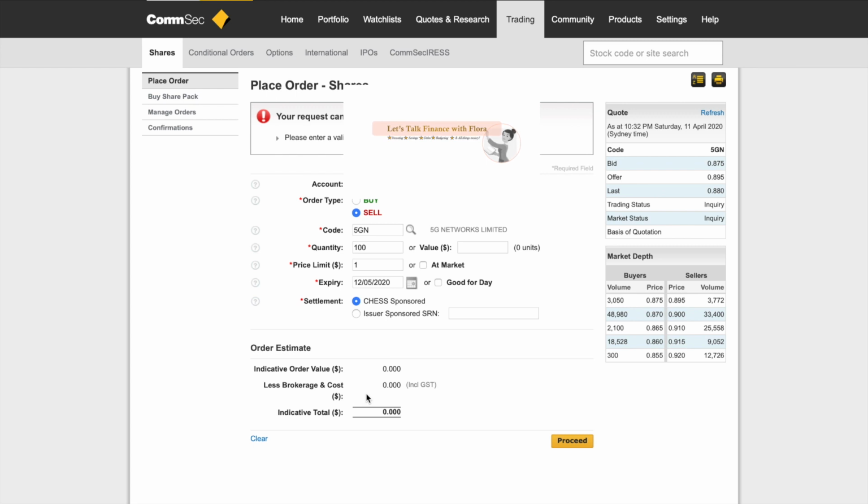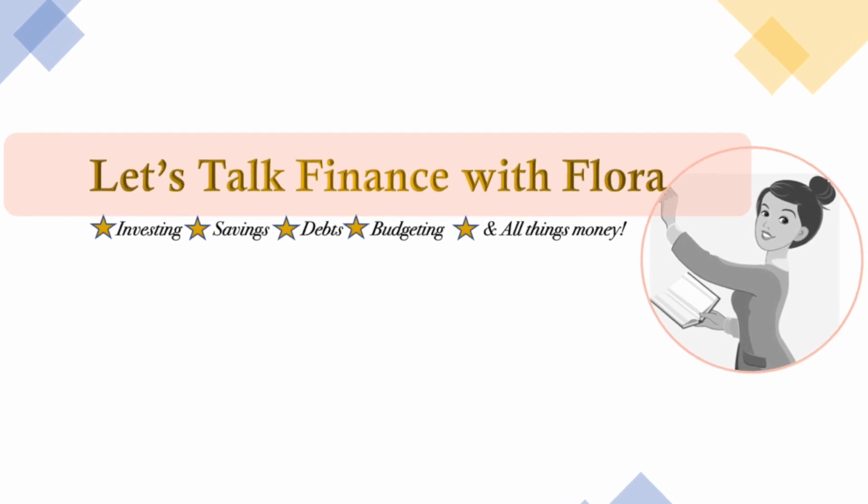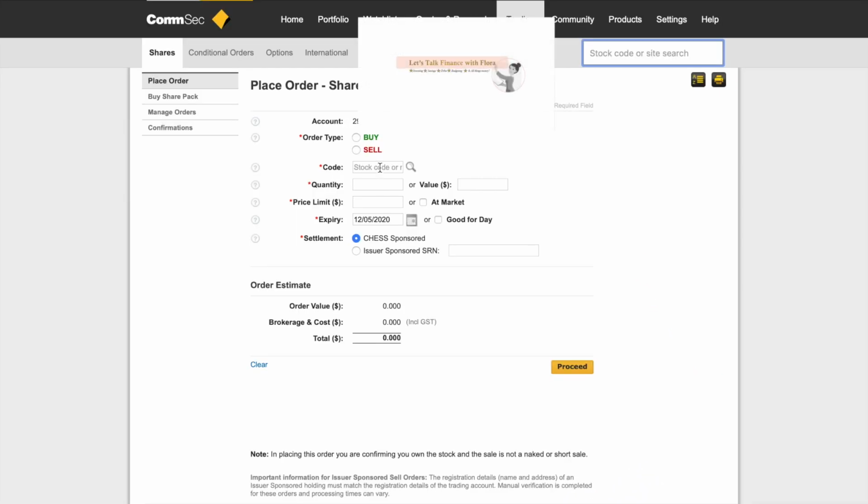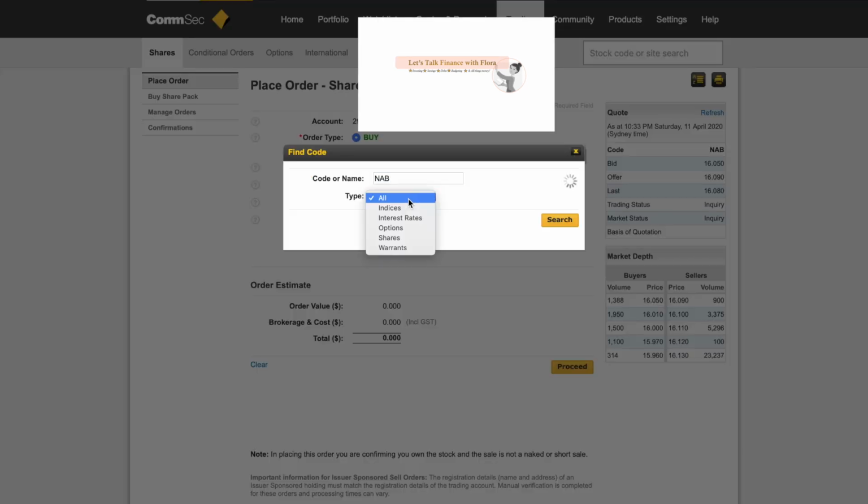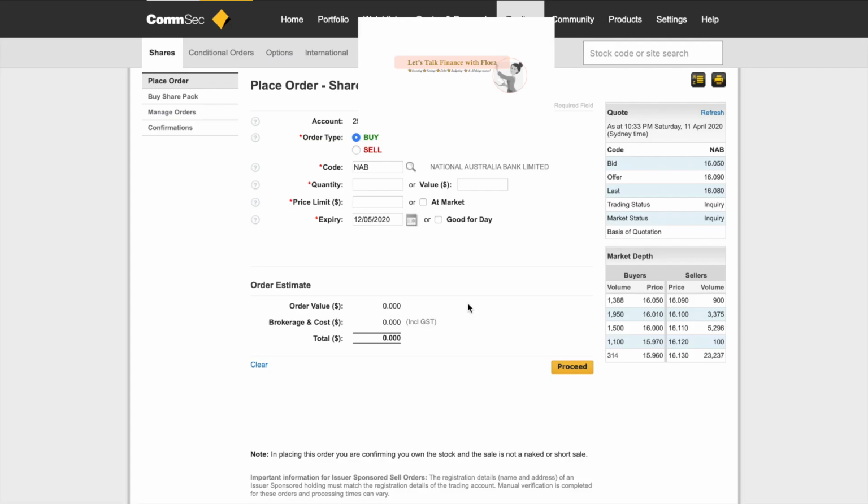If you want to buy a stock that's not in your watch list, you can go on place orders, and then click buy, and then click NAB. So you go on shares, you search, and that's NAB, and then you go on quantity. You'd say, I want to buy 100 shares. I want to buy with a limit order.